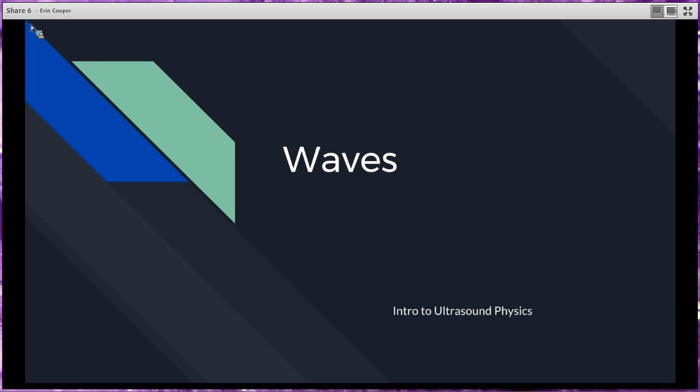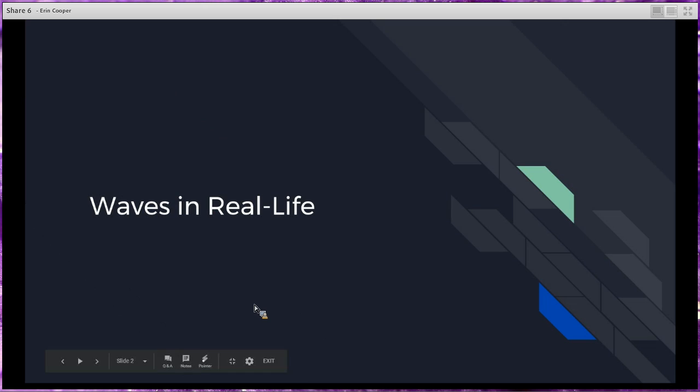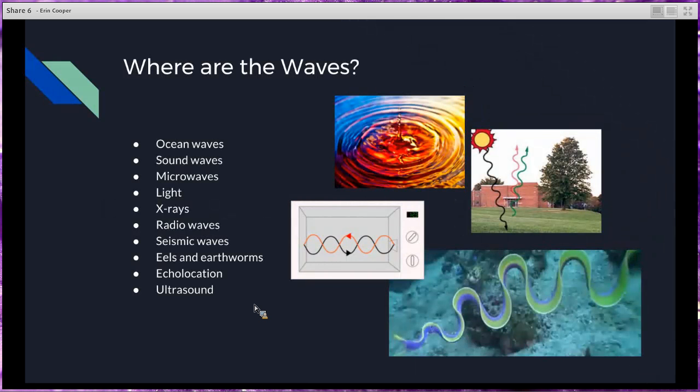All right, so before we get into a deep discussion about ultrasound waves, we first need to understand what waves are in general. So let's take a look at some waves in real life. What are some waves that you know about? What are some waves that are familiar to us? There's actually a lot more waves around us than you might be aware of.